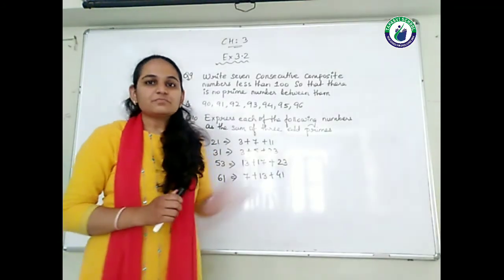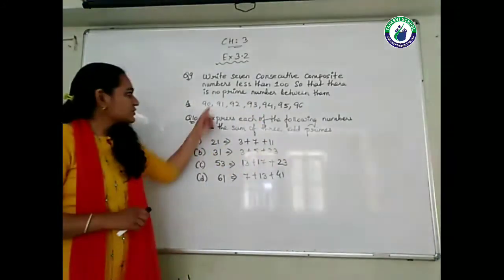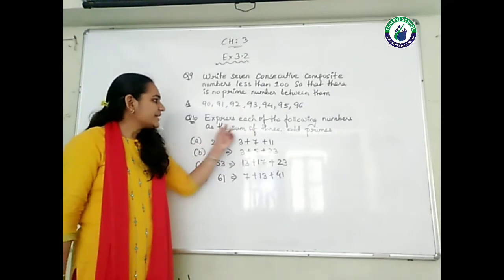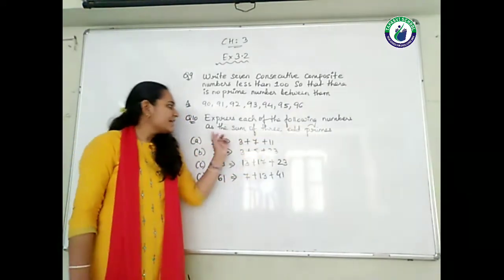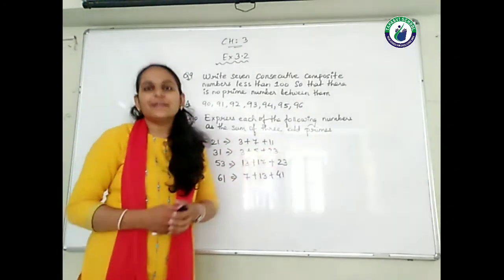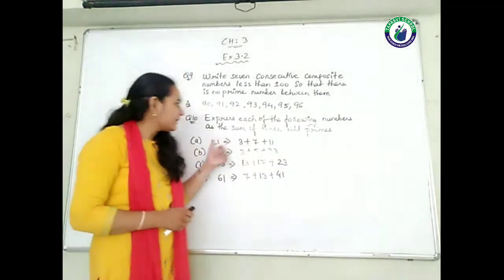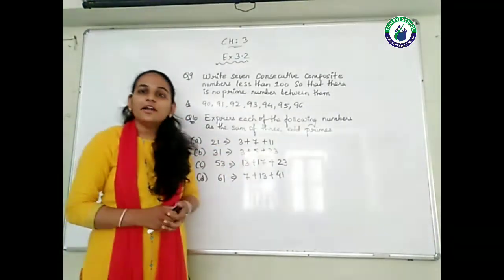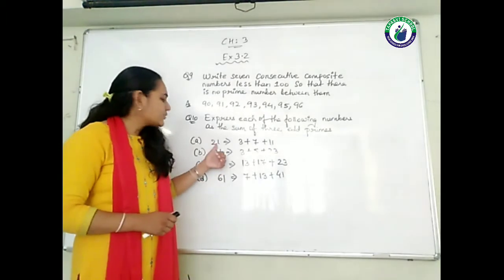So here question number 3 ends. Question number 9 ends. Question number 10, students, express each of the following numbers as the sum of 3 odd primes, right? Express each of the following numbers as the sum of 3 odd primes. So first one is 21.